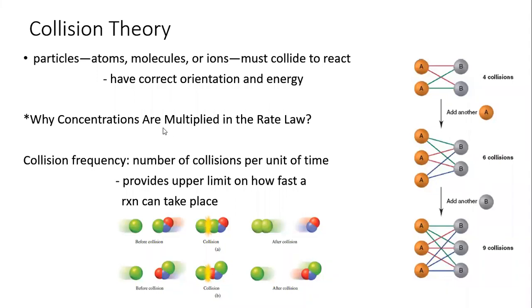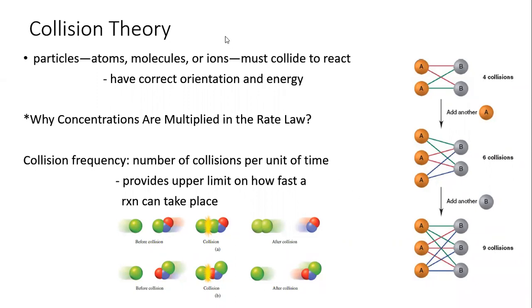So why are concentrations multiplied in the rate law? Because here, if we have two molecules of A, each A reacts with each B. So that's a total of 4 collisions. So 2 times 2 gives us 4. Now if we have 3 molecules of A reacting with 2 molecules of B, we have a total of 6 collisions. 3 times 2. So every molecule reacts with every other molecule. And then likewise, if we have 3 A's and 3 B's, 3 times 3, we have a total of 9 collisions. And so the more molecules we have, the more collisions take place.